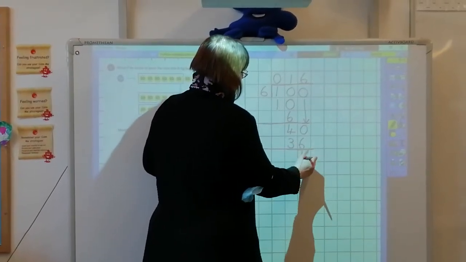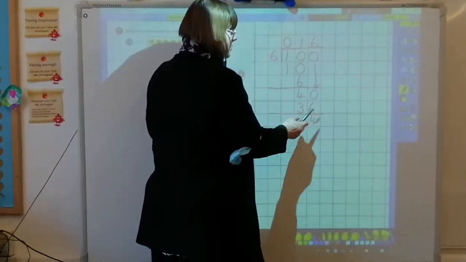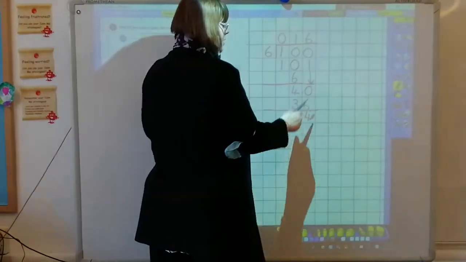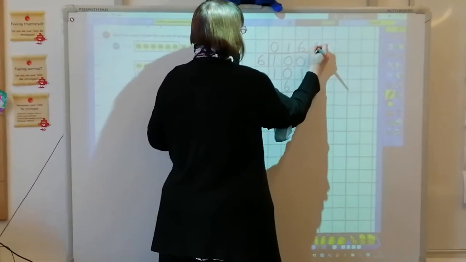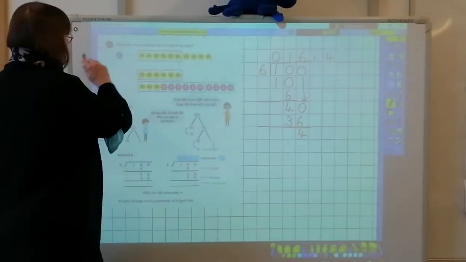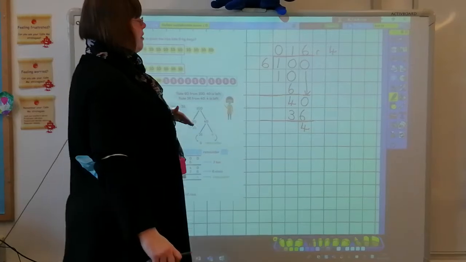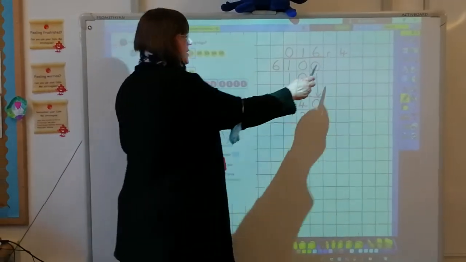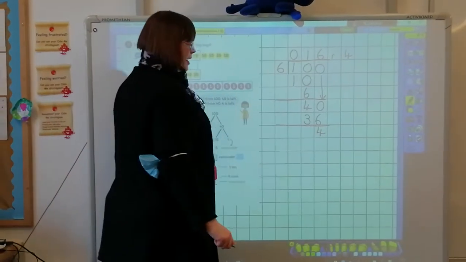Well done. What's this number here? Because we've got our number here, so that must be our remainder. Okay? So he can't split all of that rice into equal bags because he's always got some left over.